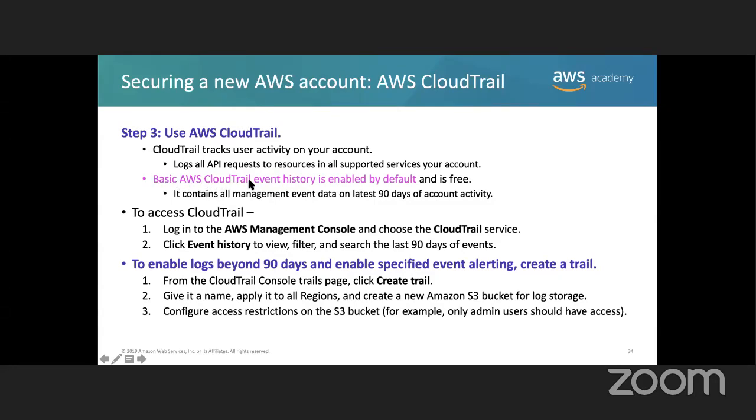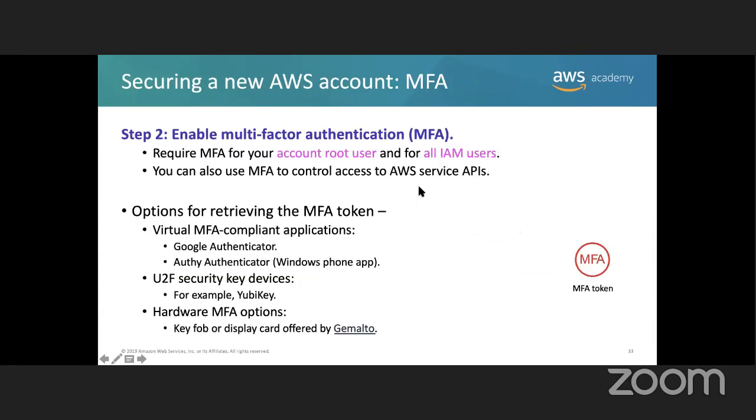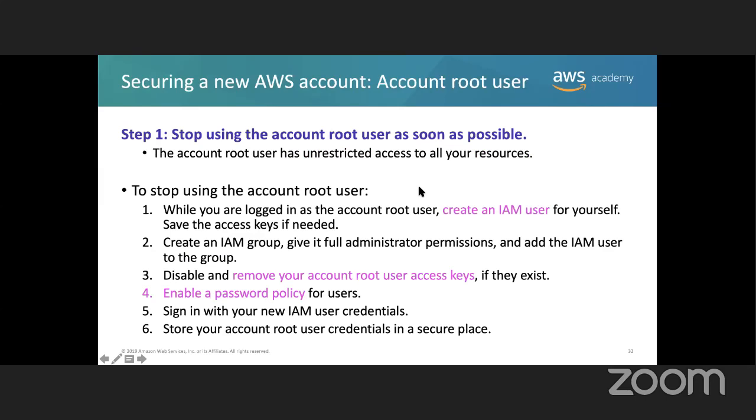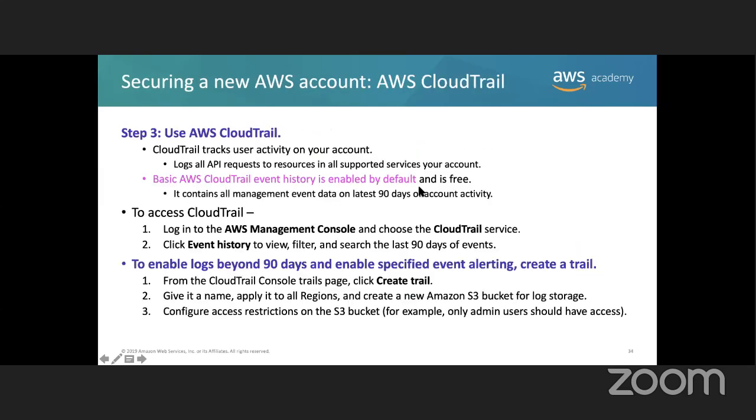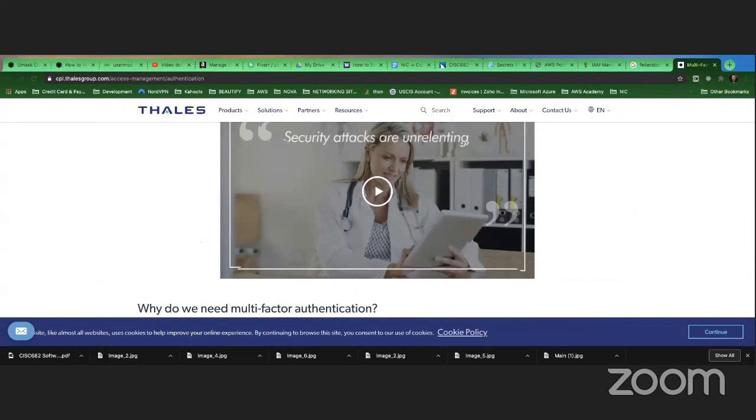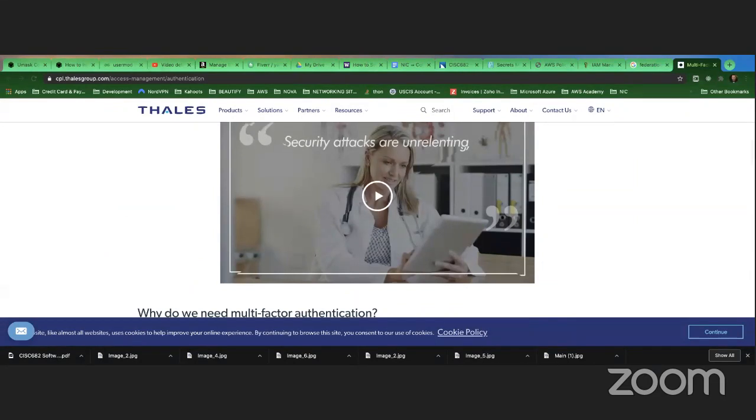So basic AWS CloudTrail again is enabled by default and it's free. So you have a basic and an advanced one. It's by default. But if you want to have more, then you have to go for the other one. And then you can create a trail.